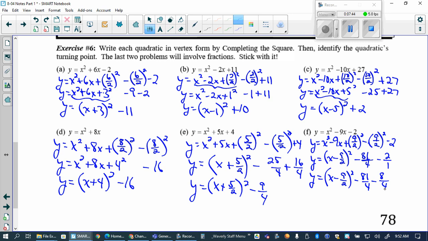What's the answer then? X minus 9/2 squared, what? Minus 73. No. Don't look at me, look down here. Fix it. Minus 89/4, right? You went the wrong way with that. So we get y equals x minus 9/2 squared minus 89/4. Okay?